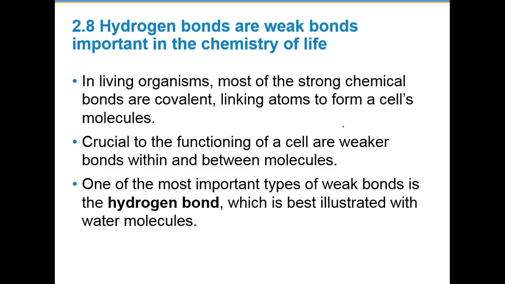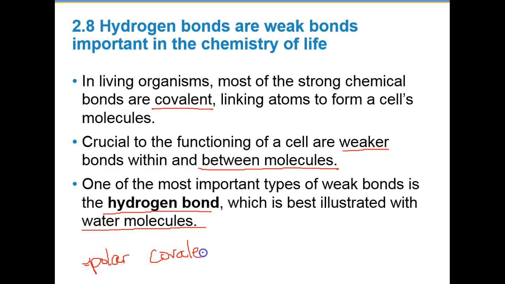Here's the last little one that we'll talk about, hydrogen bonds, and this will be important for the next section. But in living organisms, most of the strong chemical bonds are covalent, linking the cells together. So most bonds are covalent. But we also need some weaker bonds between molecules, between whole molecules altogether. One of those weak bonds is called a hydrogen bond, and we can look at it through water molecules. Because water molecules are, again, polar covalent.